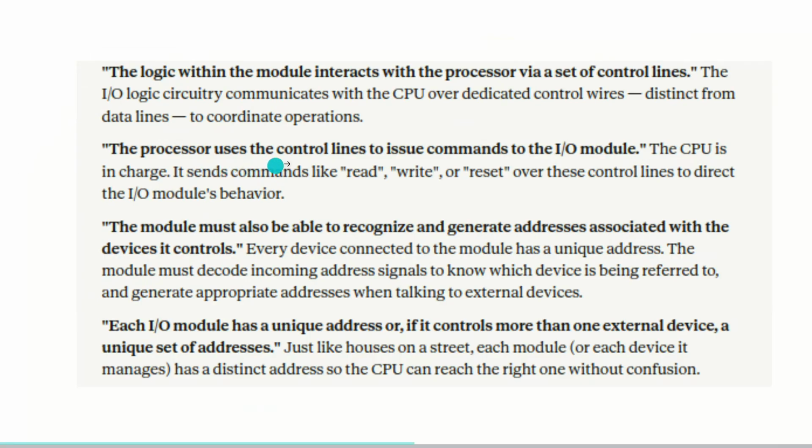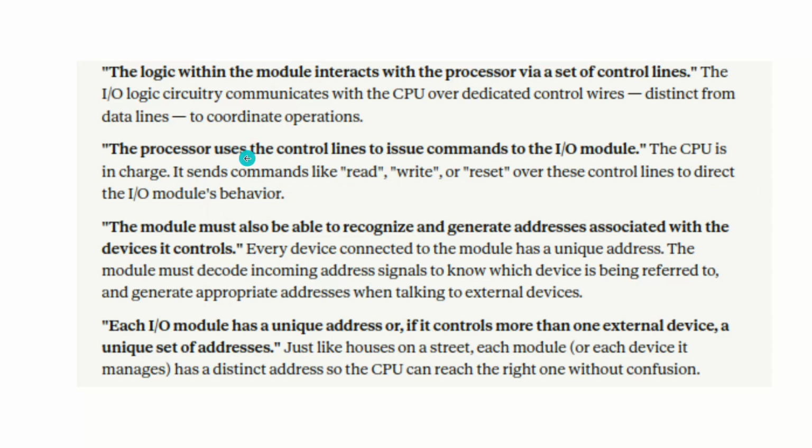Now the processor uses the control lines to issue commands to the IO module. When the processor wants to send commands to the IO module, they are sent through the control lines. We have already learned that the CPU sends commands like read, write or reset over these control lines to direct the IO module's behavior.